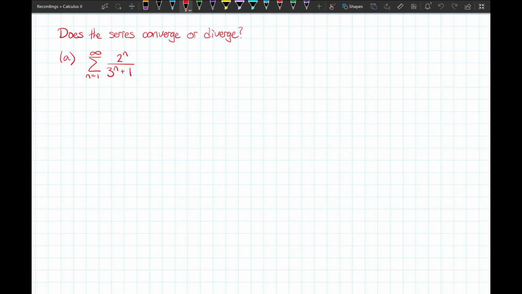Well, in the numerator we have 2 to the power n, but in the denominator we have 3 to the power n. The denominator is certainly getting much larger than the numerator, so it does seem like each term is eventually getting closer to 0. So the test for divergence isn't telling us that it diverges anyways. But after that, it may not quite look like it, but it's fairly similar to a geometric series. So why don't we try the comparison test?